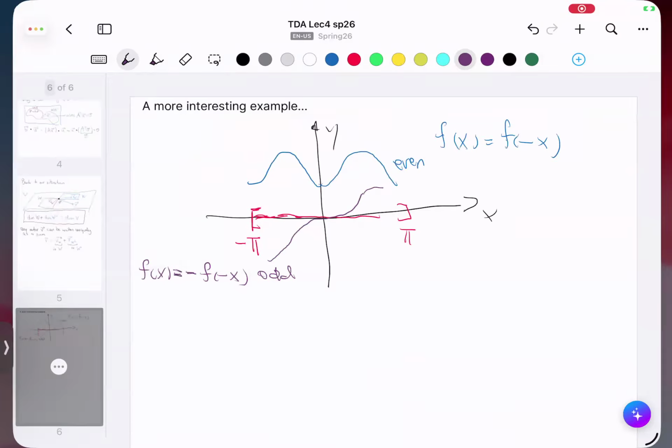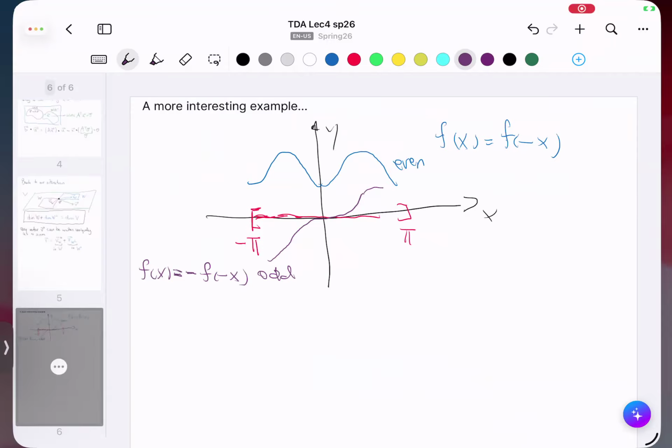Here's a fact that you may or may not know. I'm just focusing on this interval, but there's nothing special about this interval yet. I do want the interval to be symmetric, because otherwise it wouldn't make sense to talk about a function being even or odd. An interesting fact is that any function on the interval from negative pi to pi is a sum of an even and an odd function. Let's see if that makes sense.